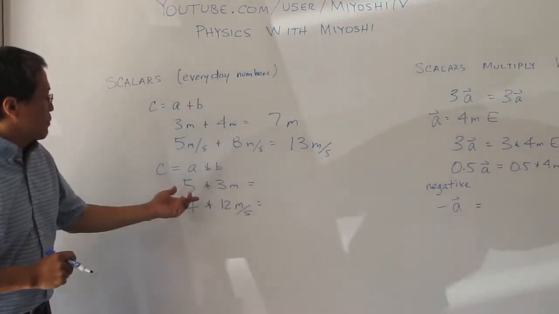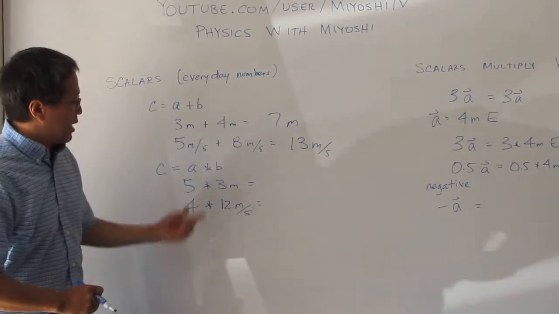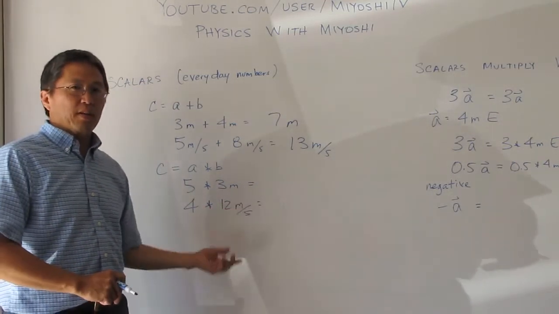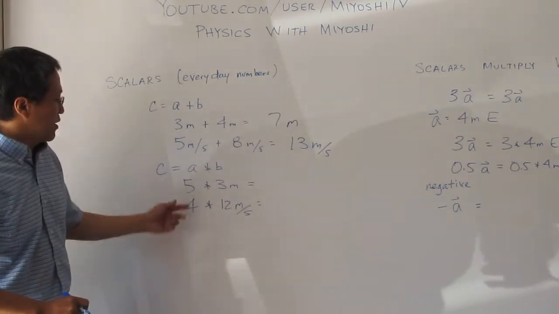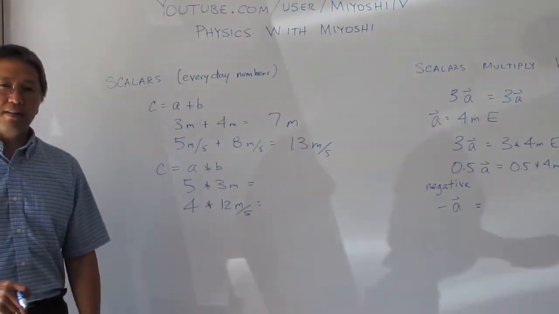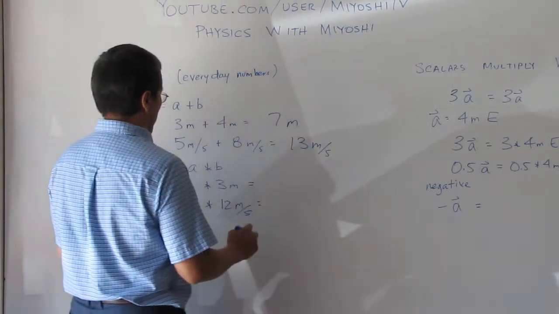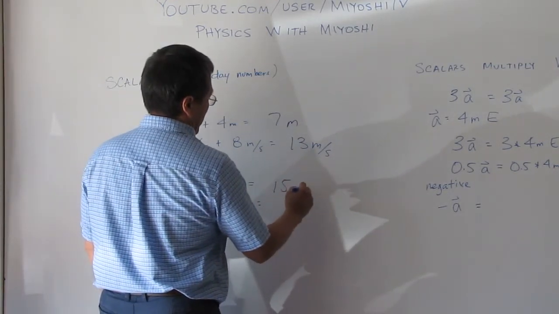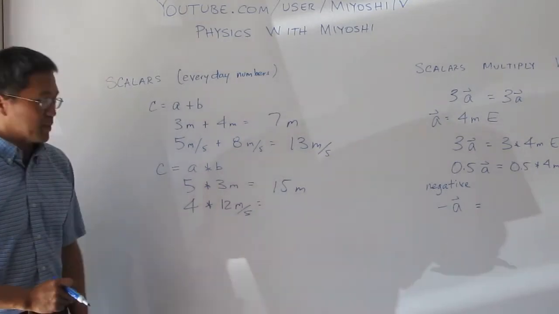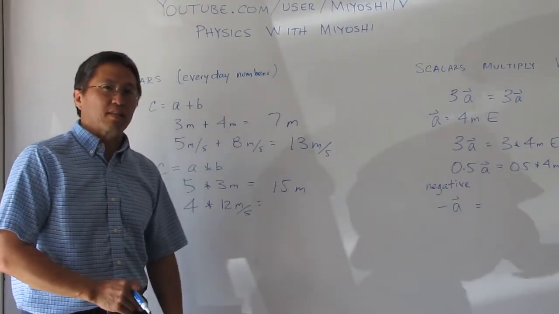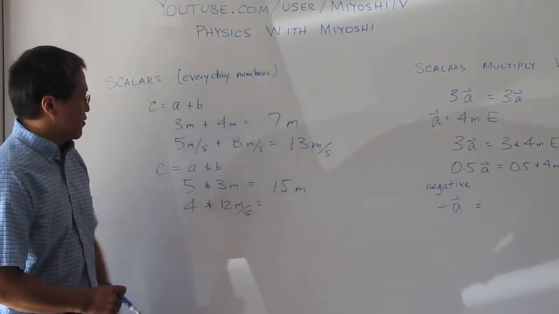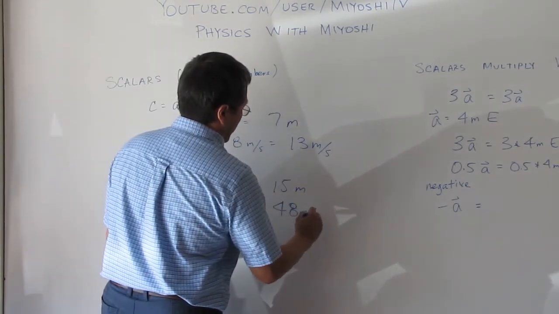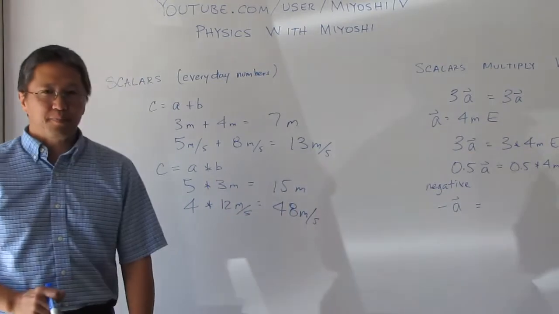Or if I had multiples of two scalars, one is just a multiplier. Maybe I have one person going 5 times faster than the other, or who went 5 times as far as another person when they're running 3 meters. So 5 times 3 meters is 15 meters, just as you would expect. Or 4 times 12 meters per second: a train's going 4 times faster than the car that's going at 12 meters per second. That's 48 meters per second, just as you would expect.